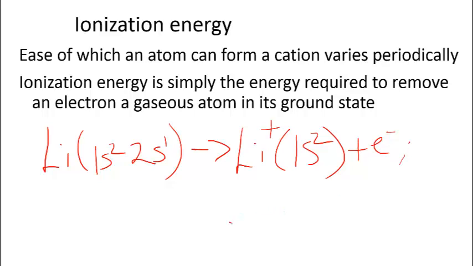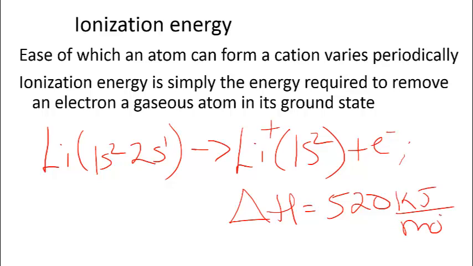The enthalpy that is associated with this process, delta H, is 520 kilojoules per mole. So in this expression that we just drew, the electron, E, is being lost by lithium. And the enthalpy needed to accomplish this process is 520 kilojoules per mole.